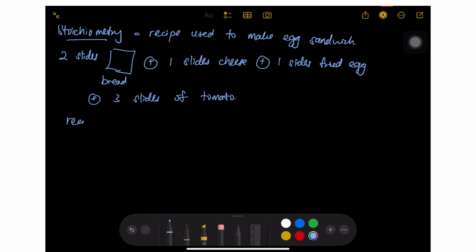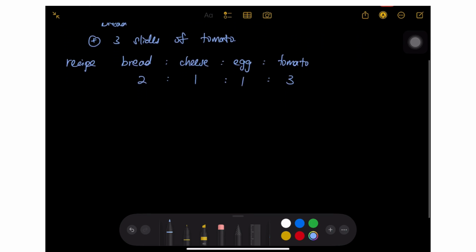The recipe will be bread to cheese to egg to tomato slice, and the bread will be 2 and 1 cheese, 1 egg and 3 slices of tomato. So the same goes for the equation. When we talk about a stoichiometric equation, let's have an example.